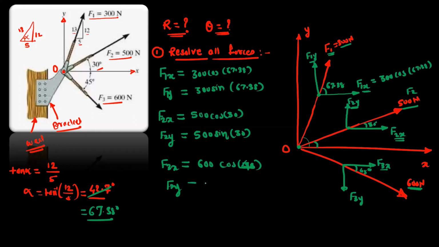and F3Y is equal to 600 sine 45. Now just observe the direction of F3Y. Okay, F3Y is in negative y direction. So consider this as a minus 600 sine 45. Now next step is we have to take this summation. So we have to find out summation Fx and summation Fy. Just add all these components. You can write the complete equation, and get the value of summation Fx and summation Fy.